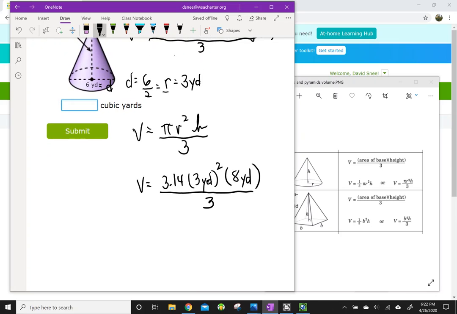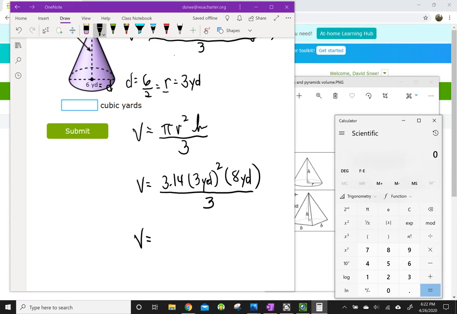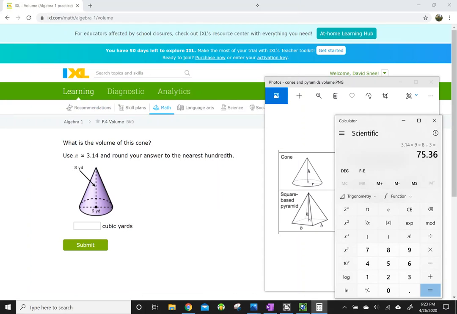So the volume is equal to, if I grab my calculator, let's see here. 3.14 times, 3 squared is 9, times 8, divided by 3 equals 75.36 yards cubed, or cubic yards. 75.36.